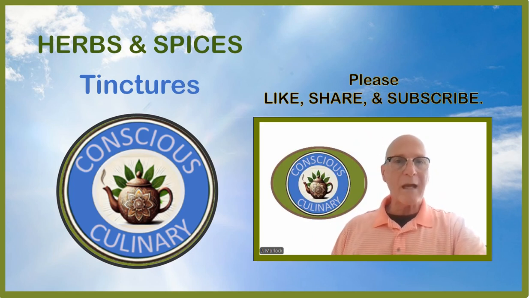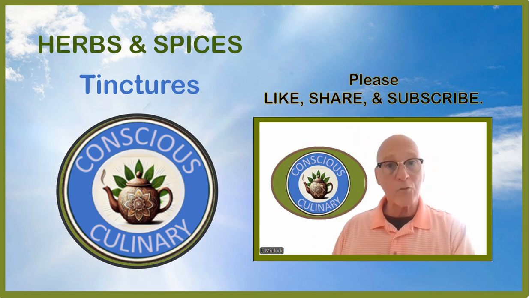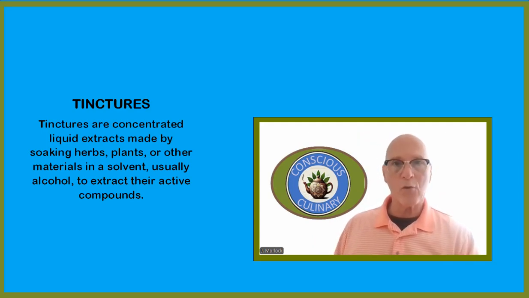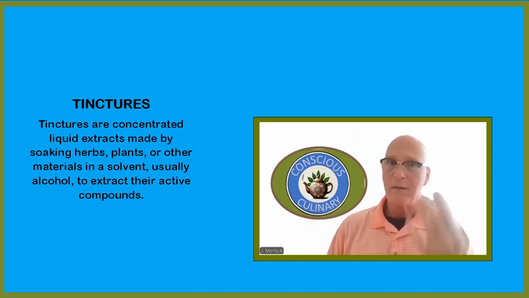This is going to be about tinctures. Now, tinctures are concentrated liquid extracts that are made by soaking herbs and plants and other materials in a solvent, usually alcohol, to extract their active components. So everything we've talked about so far, we're talking about soaking, right? Steeping, soaking stuff. So this is no different.